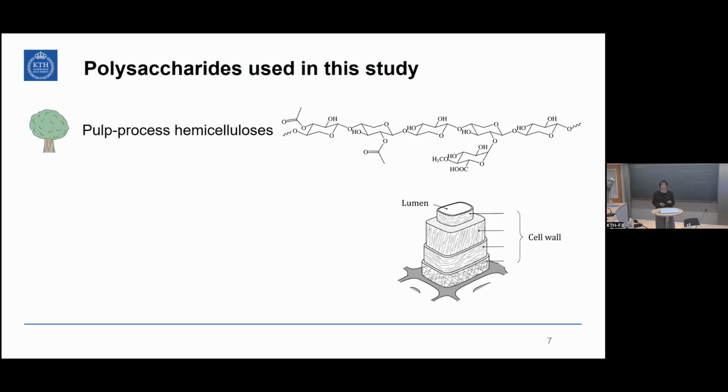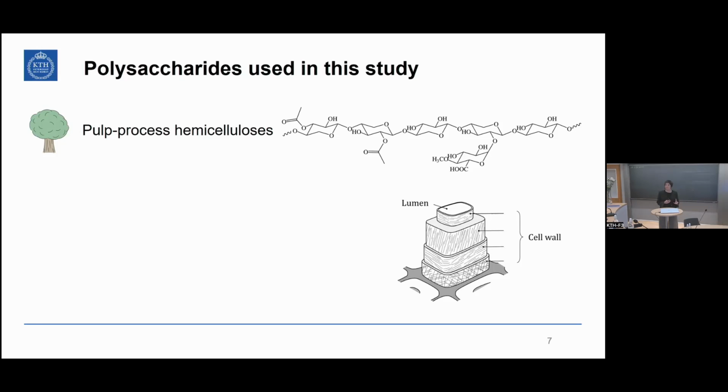And in the cell wall, they are positioned between cellulose and lignin because they have functional groups that can interact with both cellulose and lignin. And this binding role of hemicellulose in the cell wall was inspiration for us to use these polysaccharides as component in wood adhesives. We used hemicelluloses that could be obtained from side stream from pulp industry.